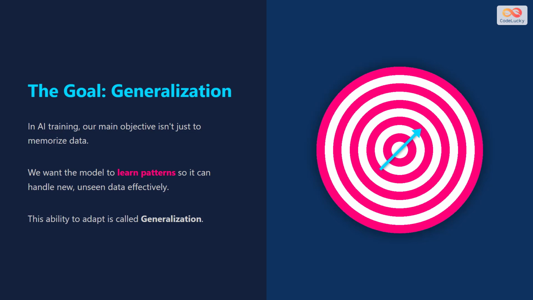Before we look at the problems, let us define success. In AI training, our primary goal is generalization. We do not want a model that just memorizes data like a parrot repeating phrases. We want a model that understands patterns, allowing it to adapt and perform correctly when it encounters new, unseen data.